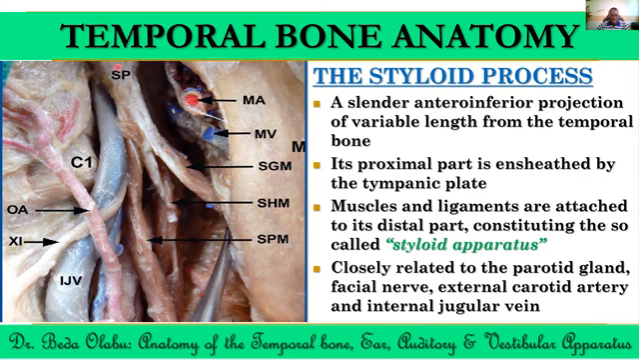Important to note is that the styloid process is very close to a number of structures. We've just mentioned the parotid gland. It's on the bed of the parotid gland, part of the parotid bed actually. Facial nerve also passes very close to the styloid process. The external carotid artery also passes very close to it. And the internal jugular vein, which you can actually see here, also passes very close to the styloid process. So it's a landmark for a number of things.